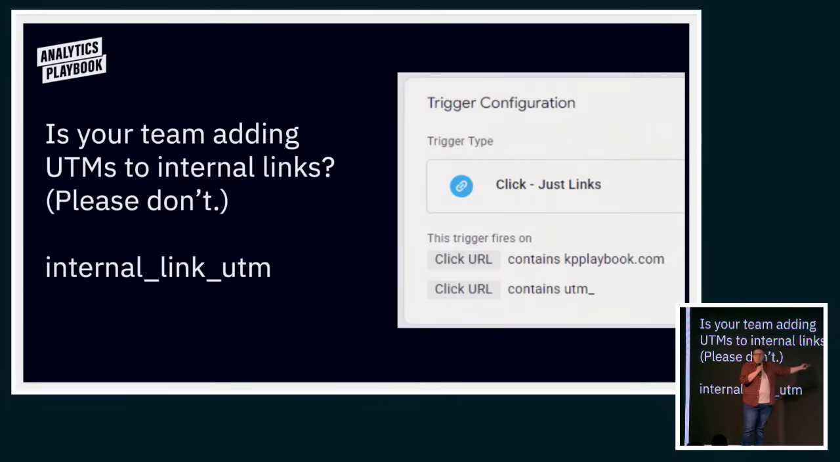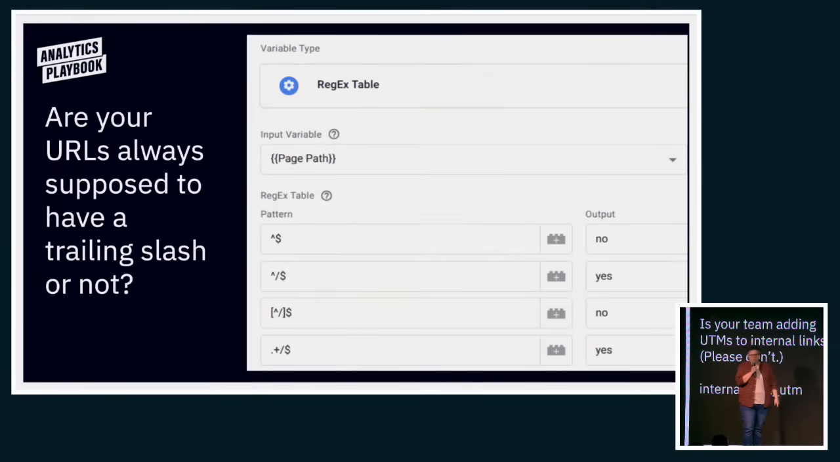Anyway, all you need to do is have a click trigger where you're looking for a click URL of an internal link, because maybe external links I have UTMs on, that's fine. And then the click URL would contain UTM. That's all you need to do to check for that stuff.